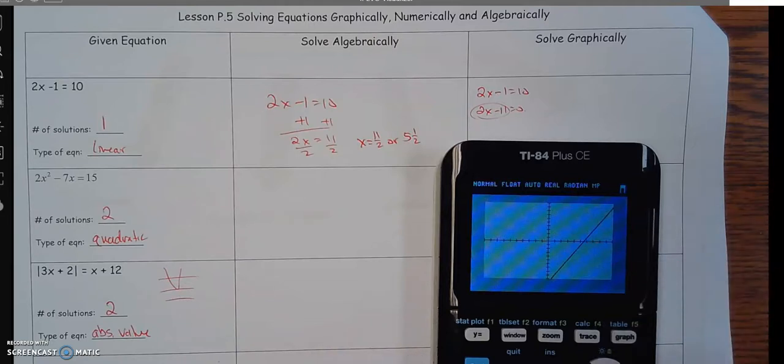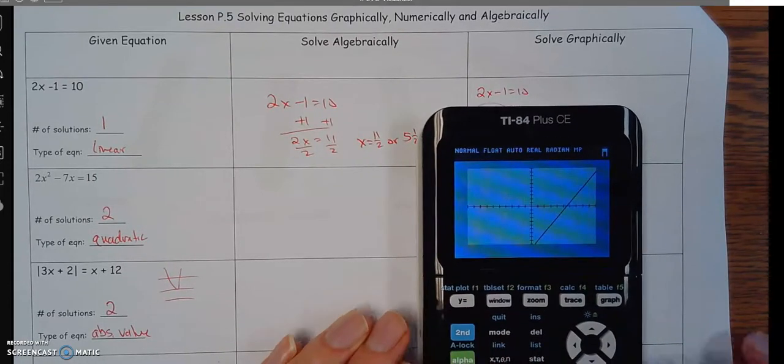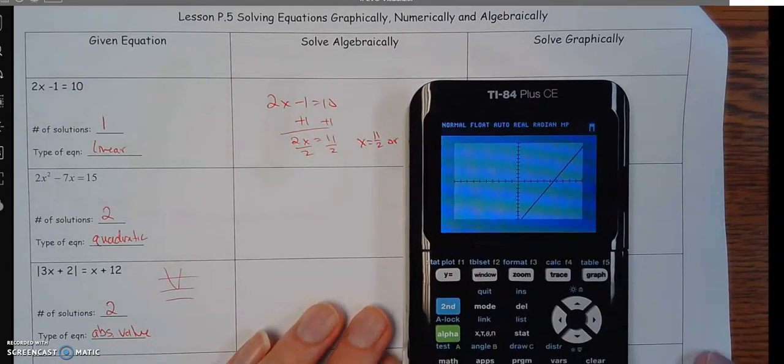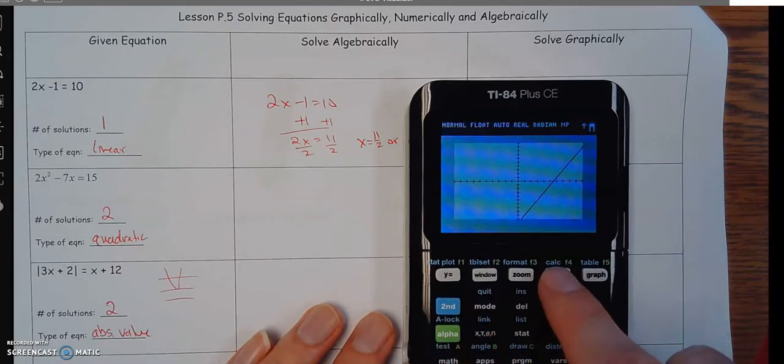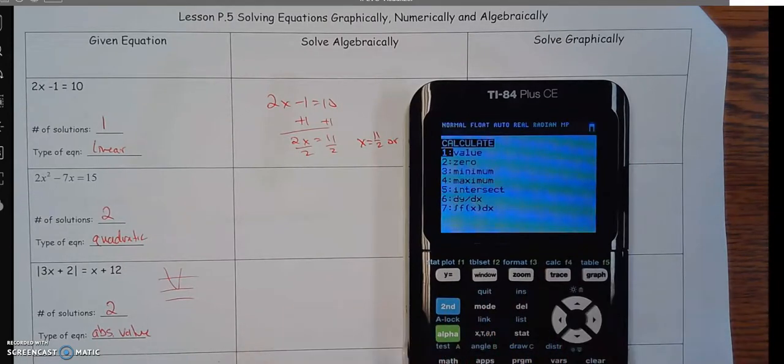Okay? And you could zoom in, you could do a lot of other things, we can make a table and do that. I think the fastest way is to do this intersect idea. We're going to let the calculator find it. So I'm going to push second and then calc. See, it says calc above my finger, second calc. And I'm sorry, I don't know what I said earlier. I'm going to do 0. There's an intersect, we'll do in the other one. But I'm going to look for the 0 because 0 is where across the x-axis.